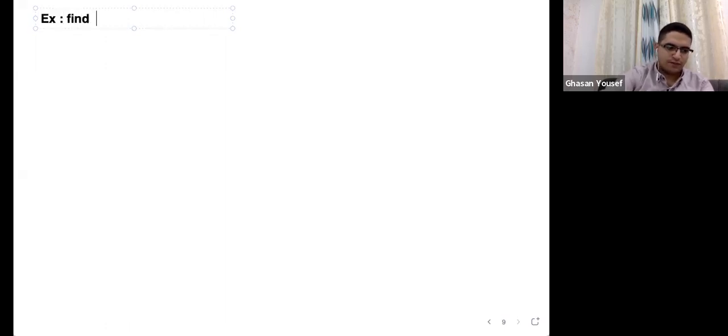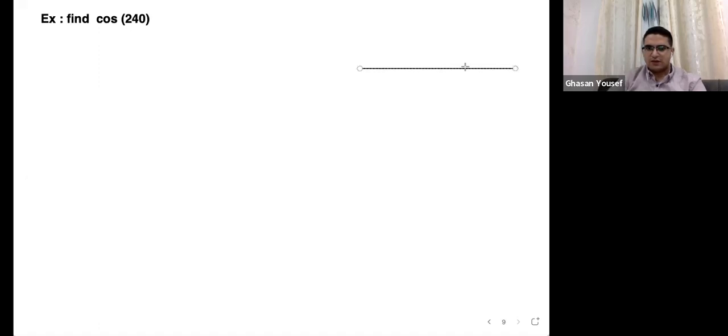Find cosine of 240 degrees. A question like this could be in the exam. Find the cosine of 240. So first of all, you have to know what is the sign of the function cosine. Is it positive or negative, depending on the angle, 240?